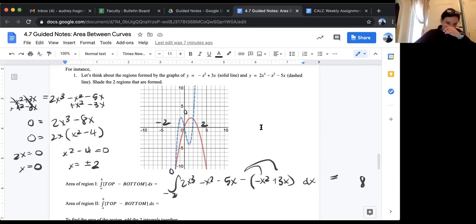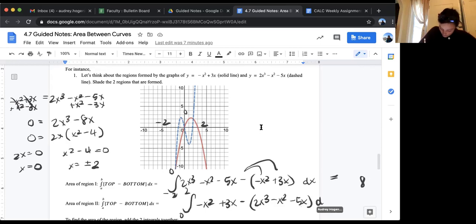And then the area of region 2 is going to be the integral from a to b. Our a is now 0 and our b is now 2. Our top function is now -x squared plus 3x minus bottom, which is 2x cubed minus x squared minus 5x in terms of x. So we do that dx. Remember to distribute this negative, and for this integral, you should get 8.